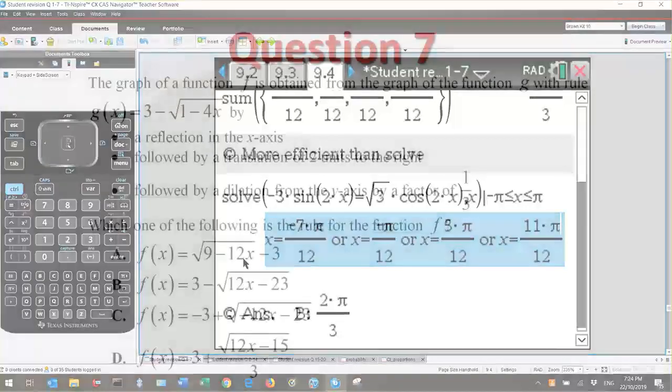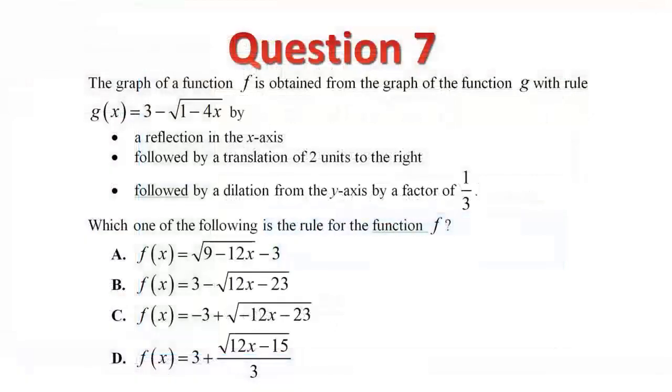All right, so last one in this set, we want the transformation of this function. So you start off with a reflection in the x-axis, followed by a translation of 2 units to the right, followed by a dilation from the y-axis by a factor of 1/3.